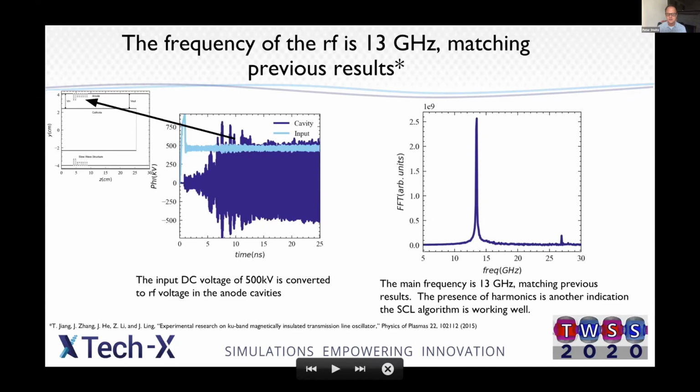And it's as high as the input voltage. So we were seeing voltage oscillations, RF voltage oscillations on the order of 500 kilovolts amplitude. So that's great. It means it's really working well.